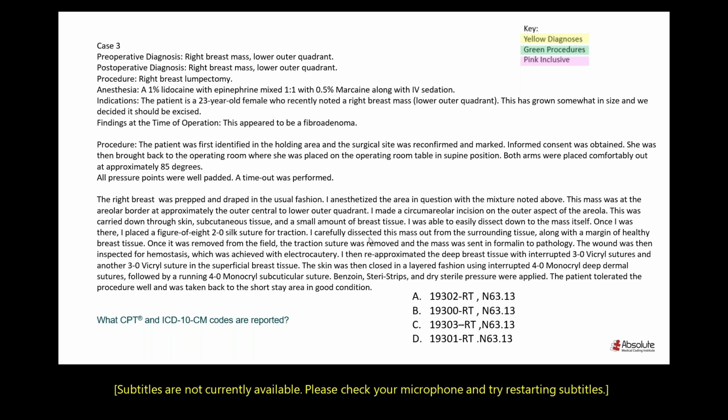This was carried down through skin, subcutaneous tissue, and a small amount of breast tissue. I was able to easily dissect down to the mass itself. Once I was there, I placed a figure of 8 2-0 suture for traction. I carefully dissected this mass out from the surrounding tissue along with a margin of healthy breast tissue. Once it was removed from the field, the traction suture was removed and the mass was sent in formalin to pathology. The wound was then inspected for hemostasis, which was achieved with electrocautery.